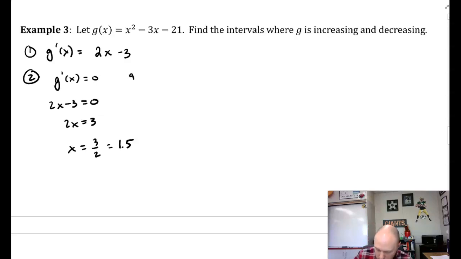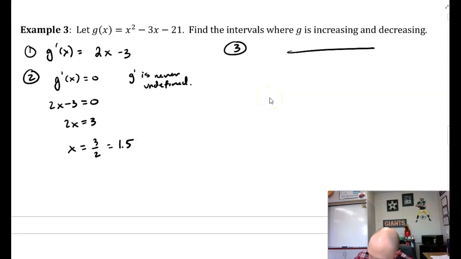Now, what about undefined? Well, g prime is defined everywhere. It's never undefined. It's a polynomial, so its domain is negative infinity to positive infinity, so I don't have any values. Step number 3, I'm going to make a g prime number line. I'm going to label it. There's g prime. My critical value, 1.5 or 3/2. Okay, now I need to test. The best numbers to test are 0 and 1. And sometimes it helps to get away from a critical value because you can see relationships.